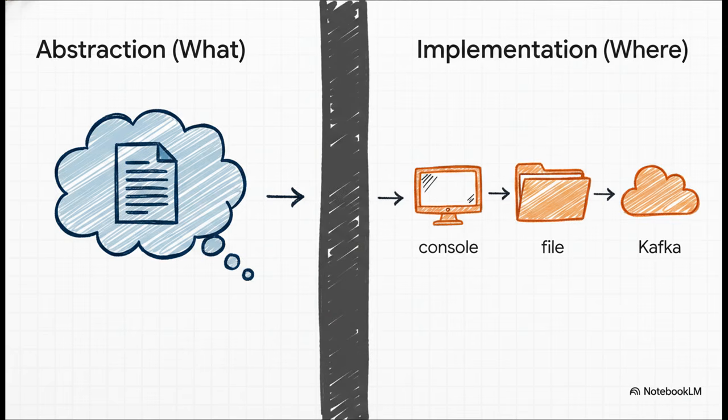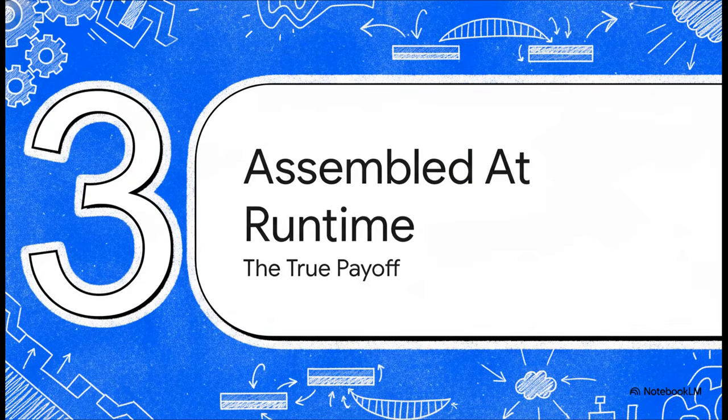Where does this message go? To the console, to a file, maybe to a Kafka topic? And the most important part? Neither side knows anything about the specific details of the other. Okay, now we get to the really cool part.